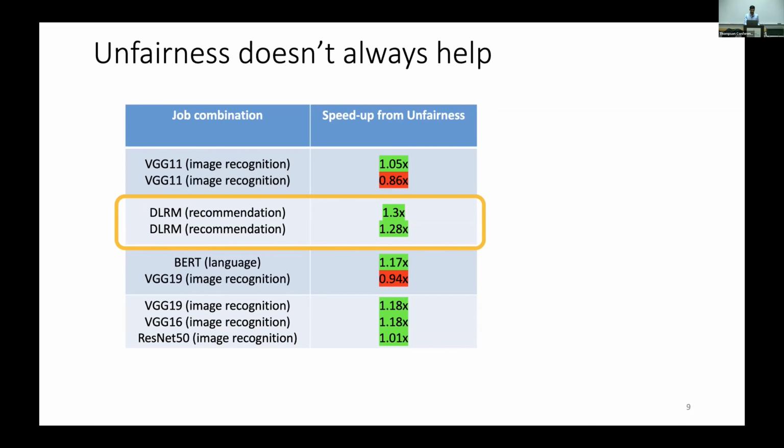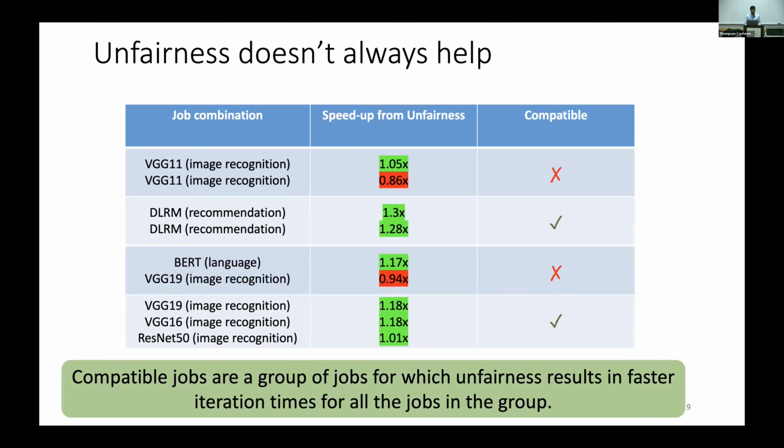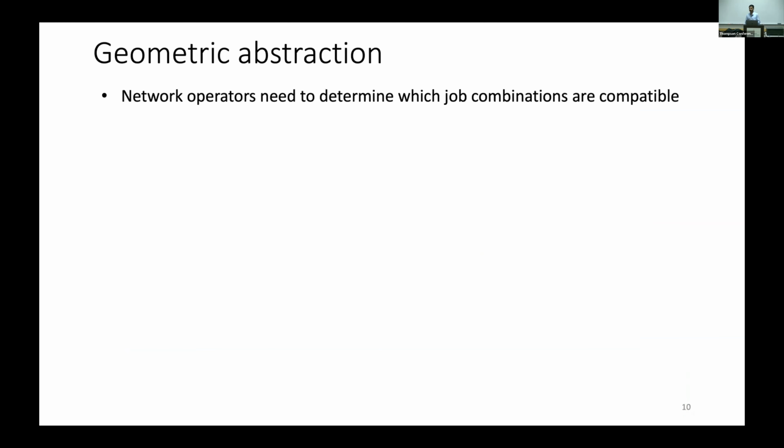This shows that there are some job combinations in which unfairness helps accelerate training for all the jobs in that combination. We call such jobs compatible job combinations. Here in this example, the second and fourth combinations are compatible, while the first and third are not compatible. So in order to utilize this benefit from unfairness, we need to understand which job combinations are compatible.